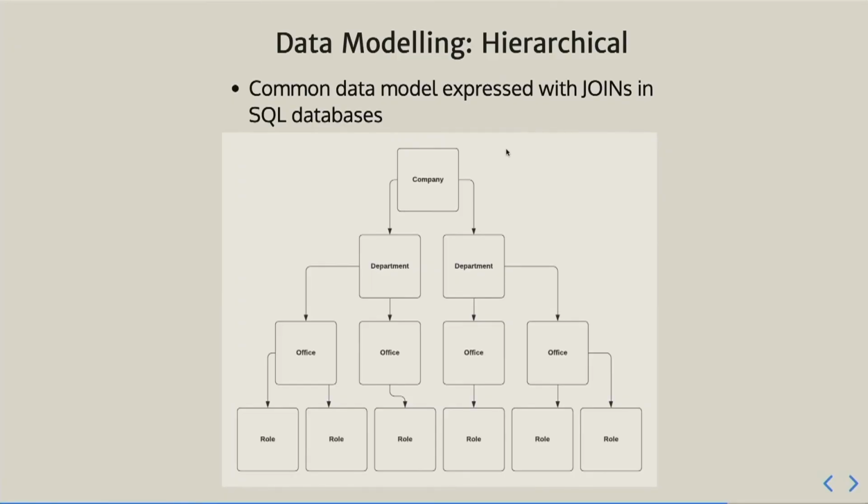So we're going to model a hierarchical example, and this is a very popular one with SQL databases. It's usually expressed with a bunch of joins and a bunch of different tables. So we're going to express an employee database, like a worldwide employee database. We're going to have a company, and departments within that company, and then we're going to have offices within those departments, and finally job roles within those offices.